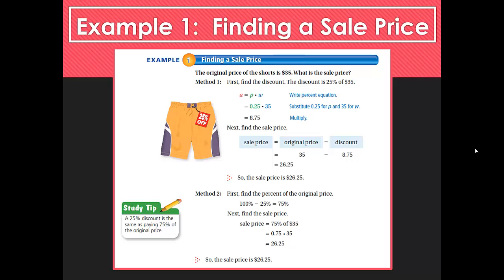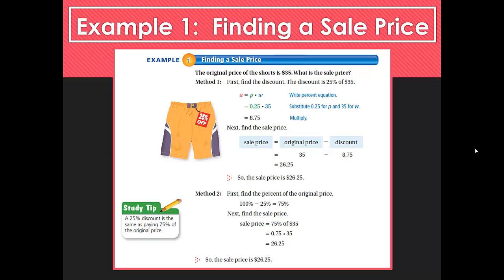Now we'll find the sale price. The sale price would be equal to the original price minus the discount. The original price was $35 and the discount is $8.75. When we subtract, we're going to get $26.25.